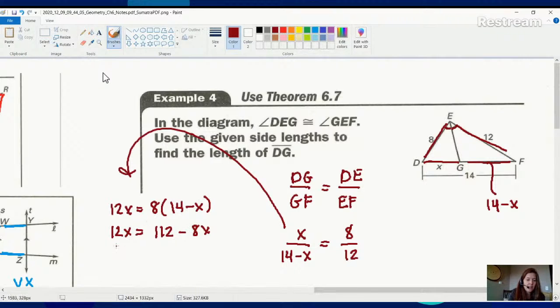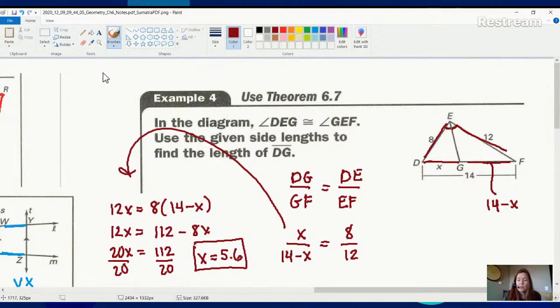I'm going to add 8x to both sides, so I get 20x equals 112. Oh no, what's happening? We're not going to get a perfect number. Divide both sides by 20. And we end up with x equals 5.6. X equals 5.6. Okay, so then if I want to figure out what is the length of DG, DG is x, so D to G would be 5.6.